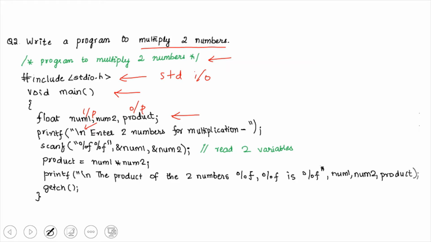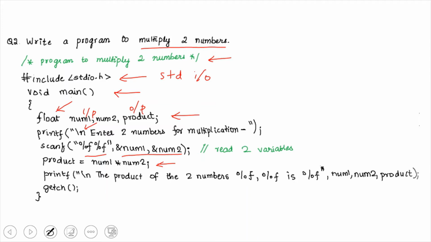Next, printf with \n, which indicates that it will be printed in a new line. And within double quotes you have to write enter two numbers for multiplication. So this will prompt at the screen and you have to input the two numbers, which is written using a scanf statement. For that you have to use ampersand, and we have given two floating point numbers so that the control string will have %f and %f. Next, we have to calculate the product which is given by num1 into num2. So this is our main step of the program.